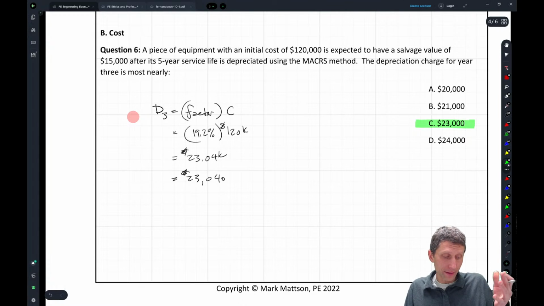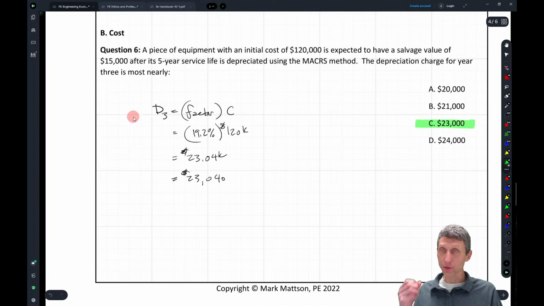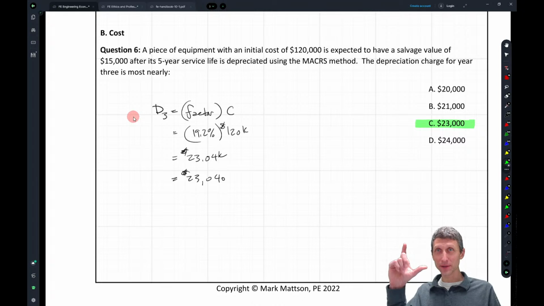So the modified accelerated, the MACRS, is the one that the IRS uses. It goes to straight line after, in this case, so many years. And that extra half year is because it's shifted. So you start in the middle of a year and end with another half a year at the end. Okay.